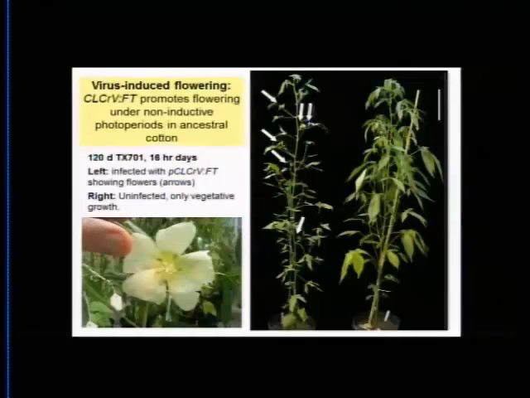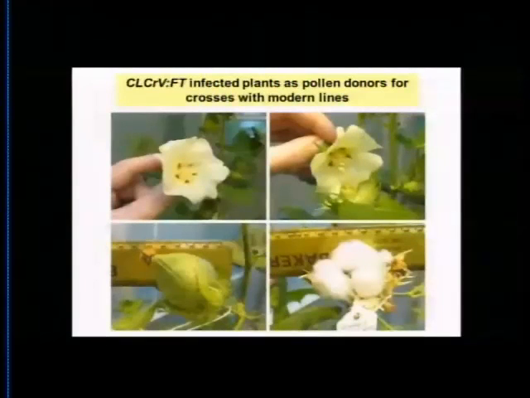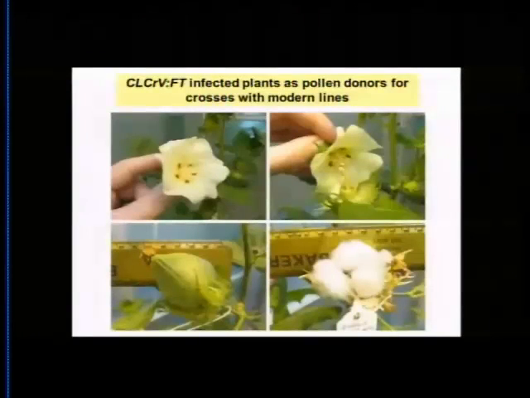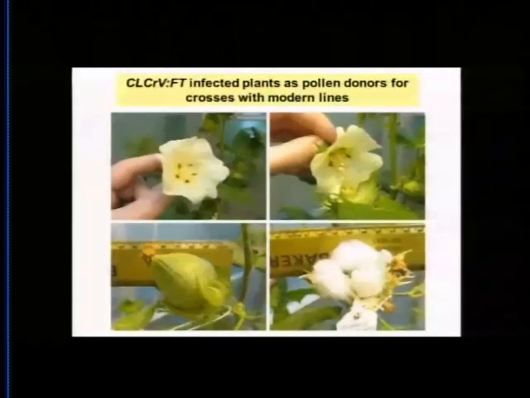Then what we can do is take that fertile flower and use the pollen to pollinate emasculated domesticated lines. This is our Texas 701 flower pollinating an emasculated Delta Pine 61 flower. The boll grows normally. Inside that boll is the F1 seed. The boll matures, the seed matures, and from that structure we can harvest our F1.